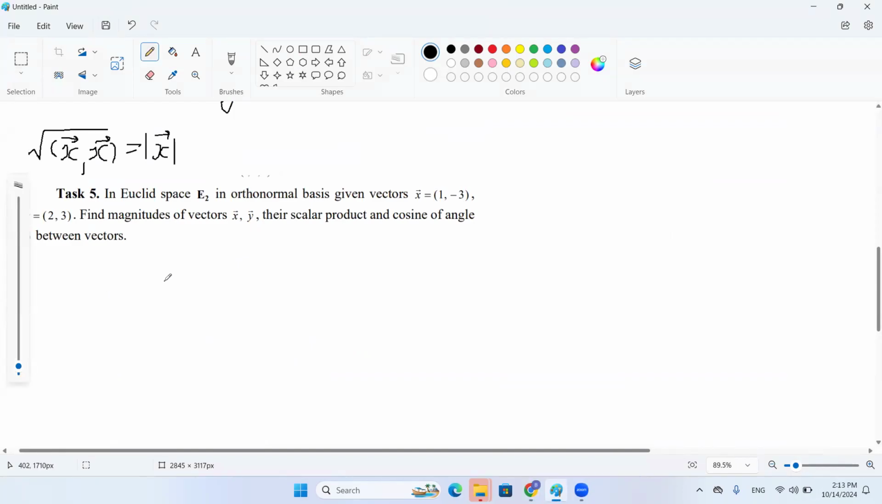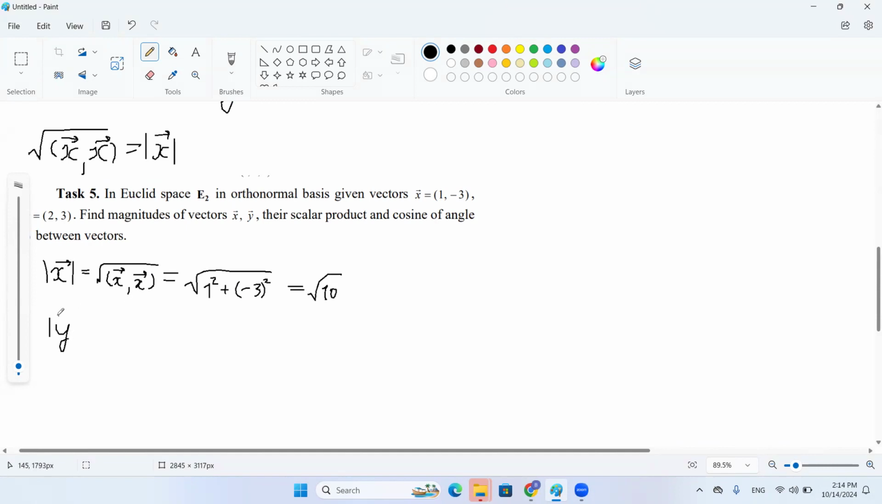So nothing new for you, but just kind of review. So first of all, let's find the magnitudes of vectors. Magnitude of x equals square root of scalar product x by x. One plus minus 3 in square, and we have square root of 10.